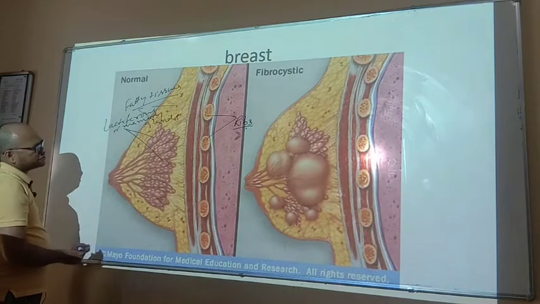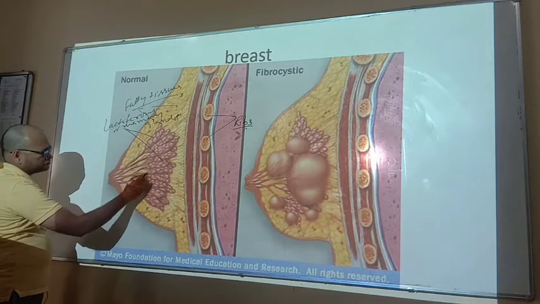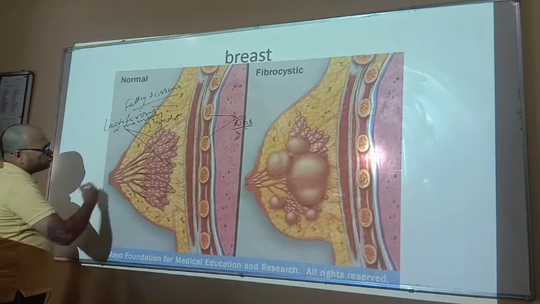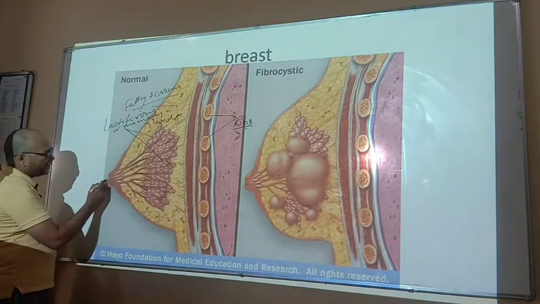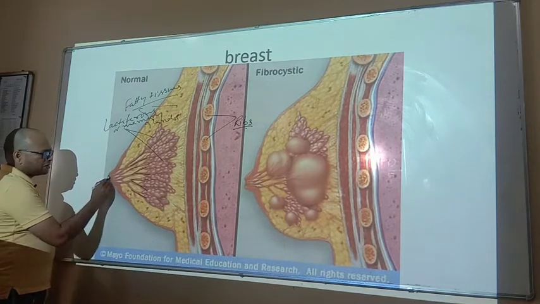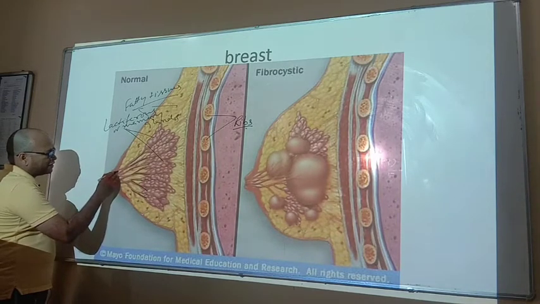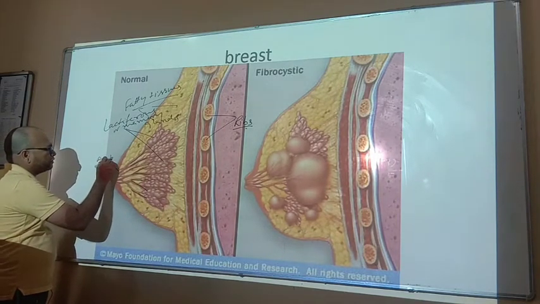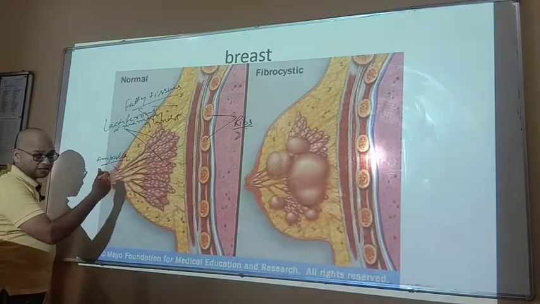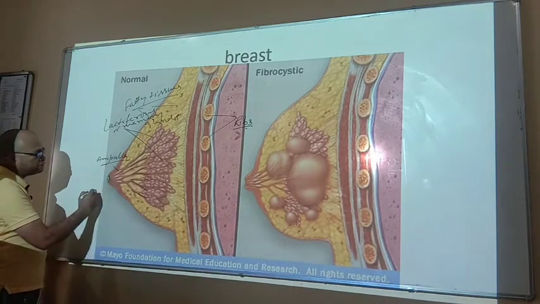From these mammary glands, the lactiferous tubules originate, and these lactiferous tubules or ducts open at the surface of the breast. Just before the opening, the lactiferous ducts become swollen. These are called ampulla, or in the plural, ampullae of the lactiferous ducts. These open out through the nipple. This is the nipple.